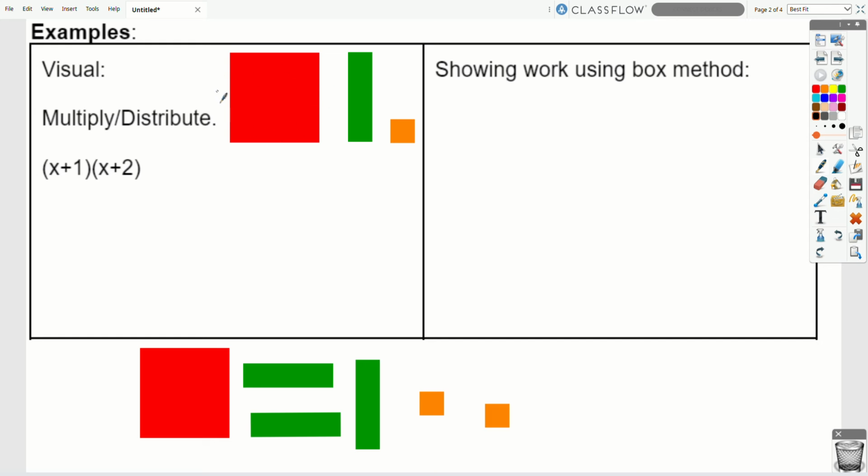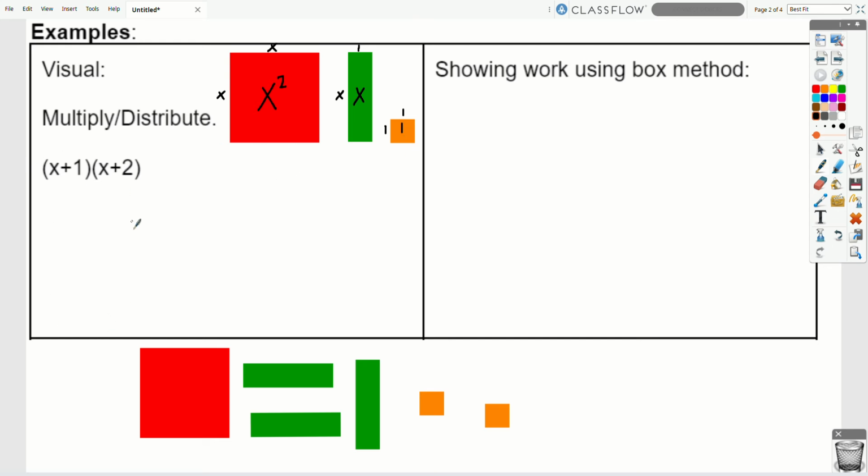So this square, one side is x, the other side is x also. That means this piece, x times x, is going to be x squared. So this is the x squared piece. This little rectangle here, this side is x, and this top portion is going to be the number 1. So x times 1 is x, so this is the x piece. And then this small square is going to be 1 by 1. 1 times 1 is 1. So this is the 1 piece.